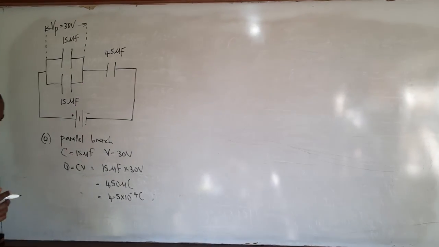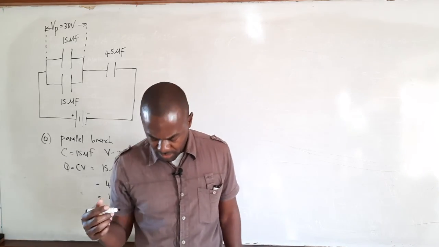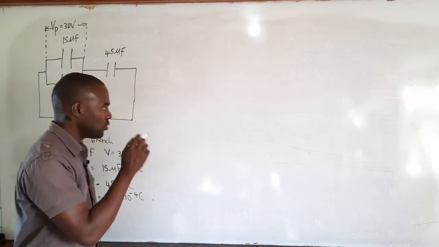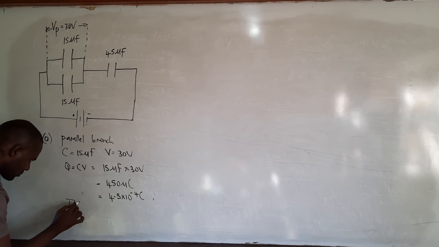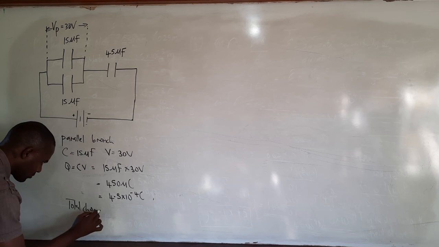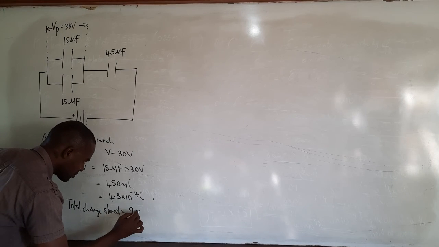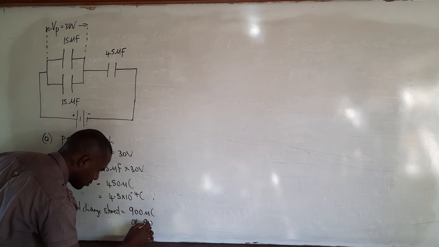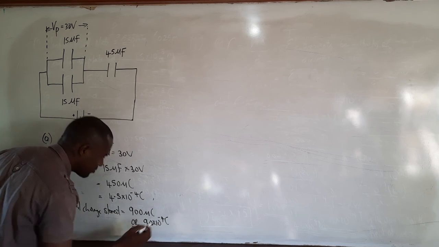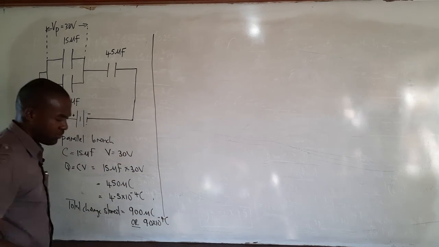Now, because they're connected in parallel, the total charge stored on these capacitors will be the sum of the individual charges stored. So the total charge is 450 microcoulombs times 2, which gives us 900 microcoulombs, or we can write it as 9.0 times 10 to the minus 4 coulombs. This would be the total charge stored on these two capacitors connected in parallel.